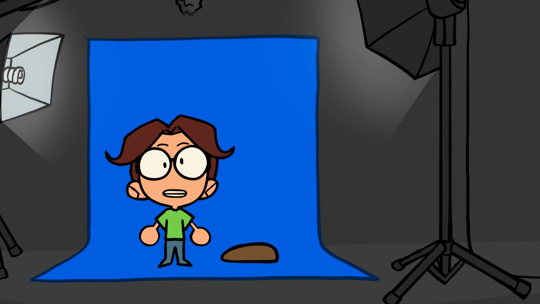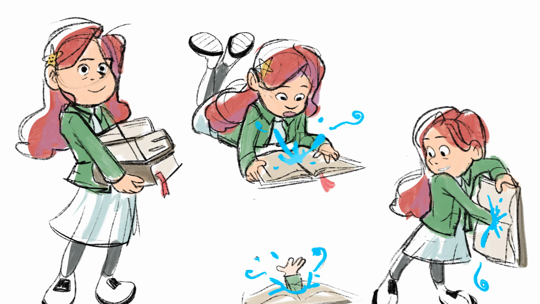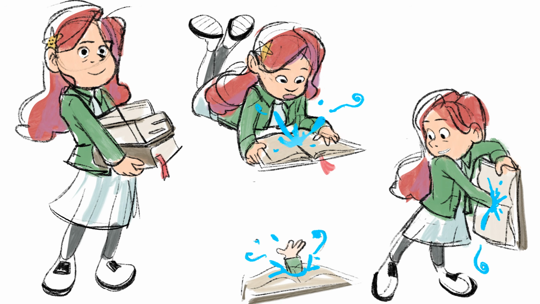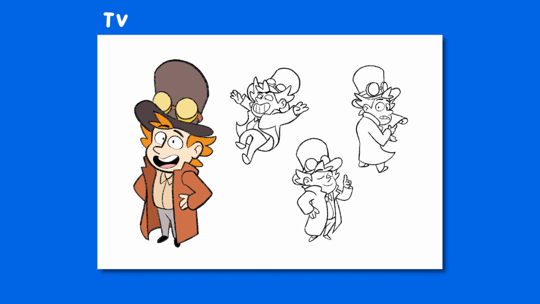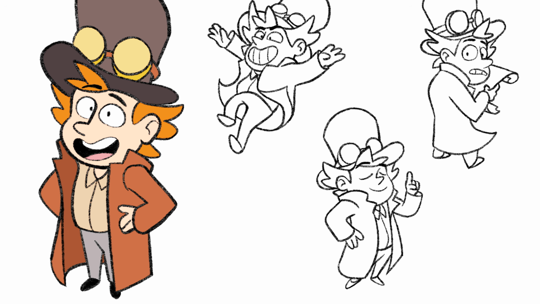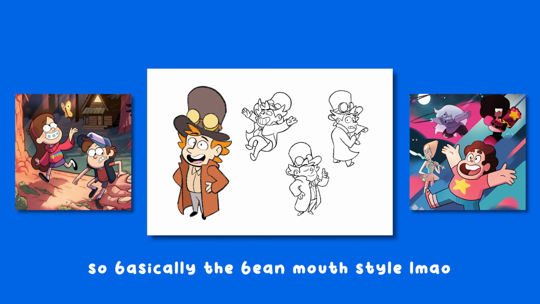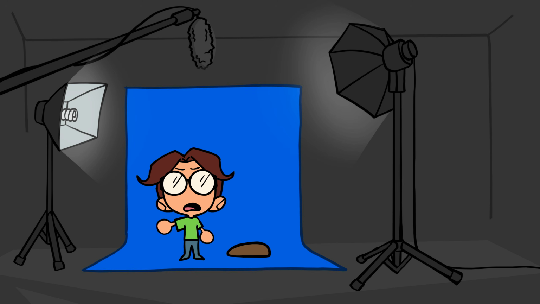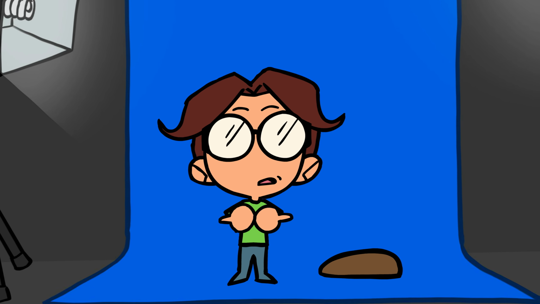Here's my film and TV designs. For film, I thought of this young girl character who can teleport through these magical books. Something you'd see in a Disney or DreamWorks movie for kids. And for TV, I did this funny steampunk guy. Maybe he's like a steampunk detective. Art style wise, I looked to Gravity Falls for inspiration. Maybe a bit of Steven Universe. I don't have too much of a backstory for these characters, so I kind of just drew until the vibes were good.